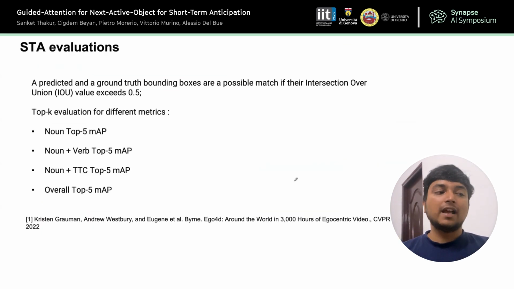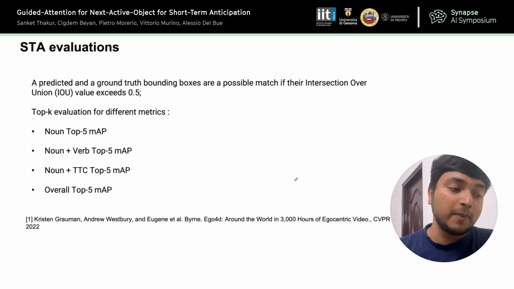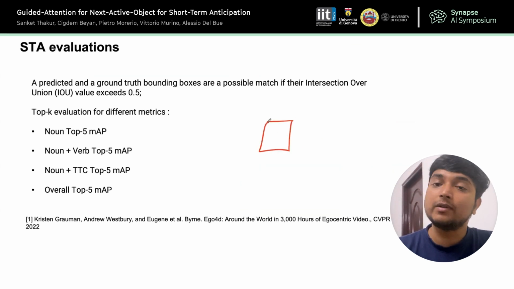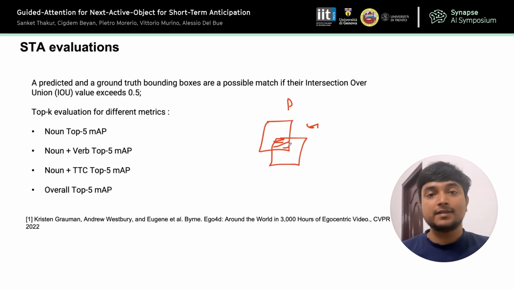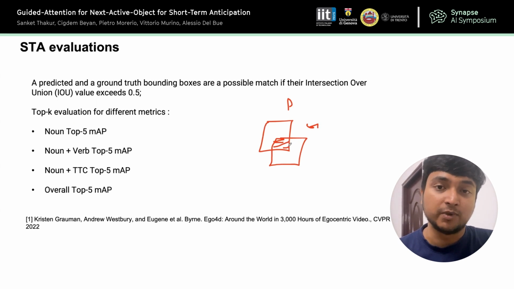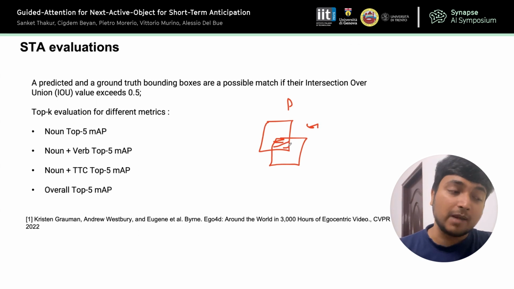Now, talking about evaluation, based on the evaluation metrics provided by the Ego4D paper, it says that for a predicted bounding box and the ground truth bounding box, the intersection over union has to be more than 0.5. So a predicted box will be considered a true positive if the intersection over union is more than 0.5. Which basically comes to the evaluation.